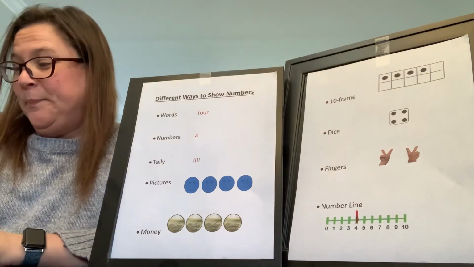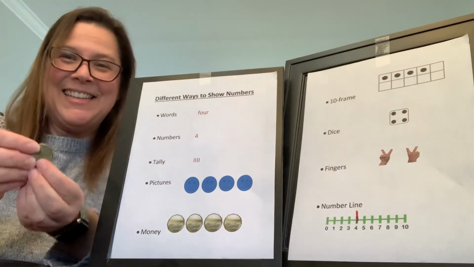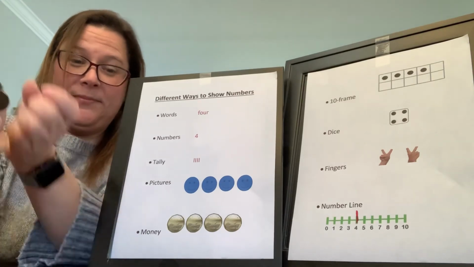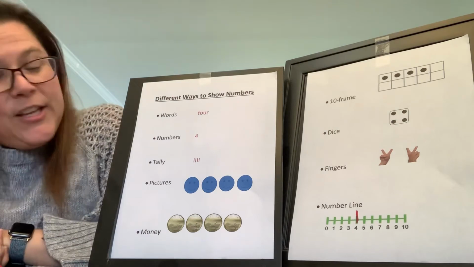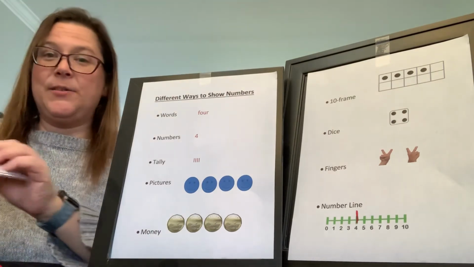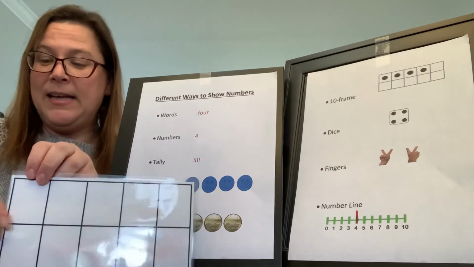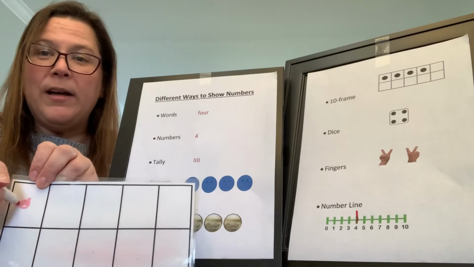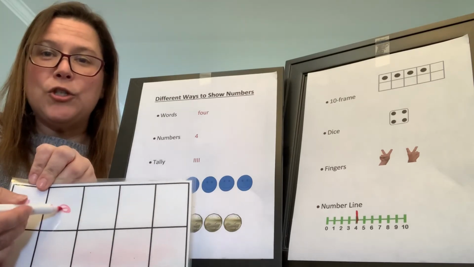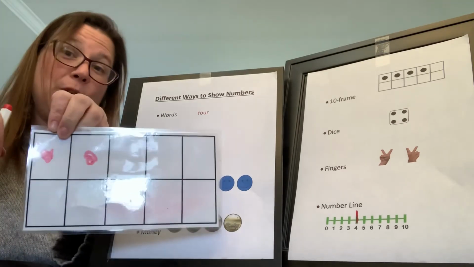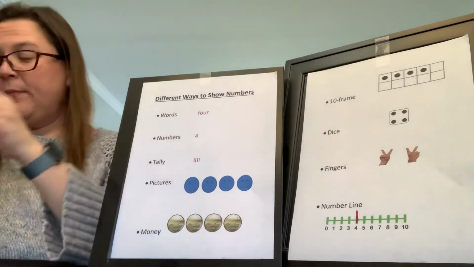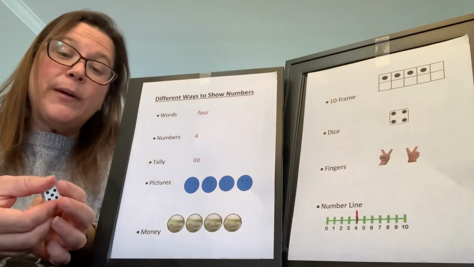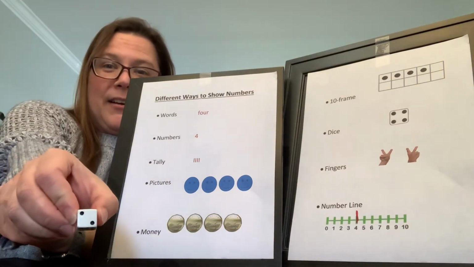Using money. Well, I was lucky to find 2 loonies. So that's $1, $2. Using a 10 frame. So here's the 10 frame that I made. And to represent 2, remember we start at the top left. 1, 2. So that's what 2 looks like on a 10 frame. Using dice. Here's a dice. Let me look for where 2 is. There it is. 2.